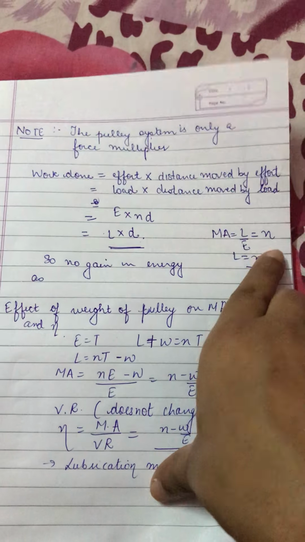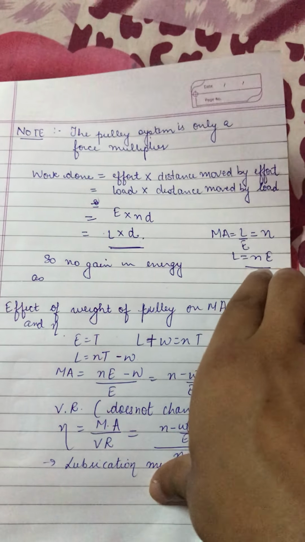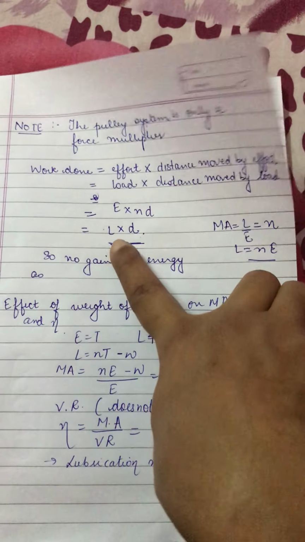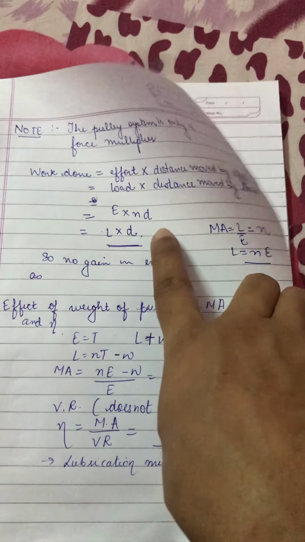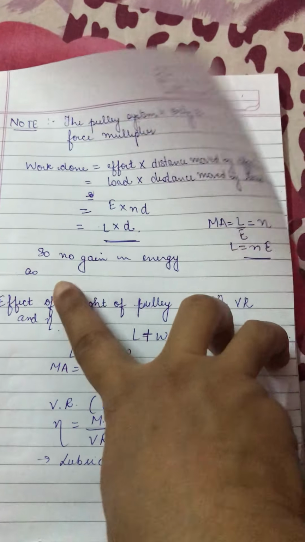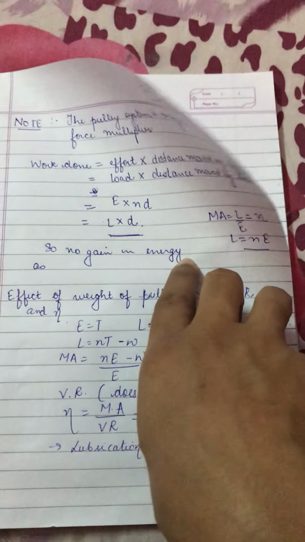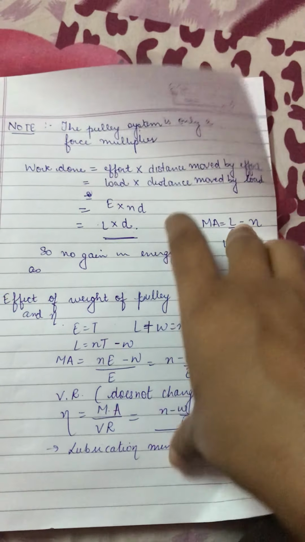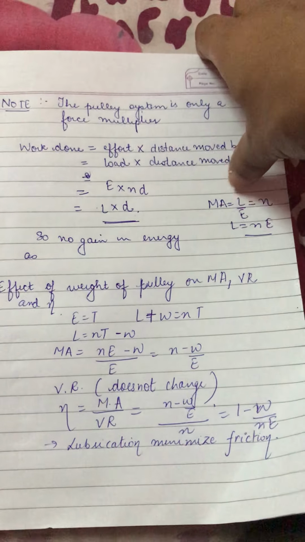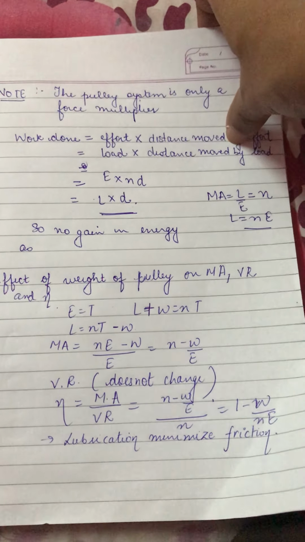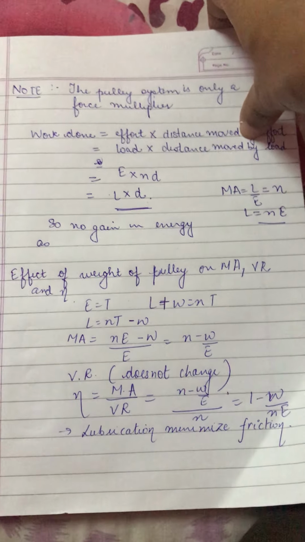From this mechanical advantage formula we are having L is equal to nE. अगर इसकी यहाँ पे मैं nE वैल्यू पुट करूँ तो this equation becomes equal to this equation. So conservation of energy will be there. There is no gain in the energy. Fine. So what the note? This is what a force multiplier, and no energy gain will be there.